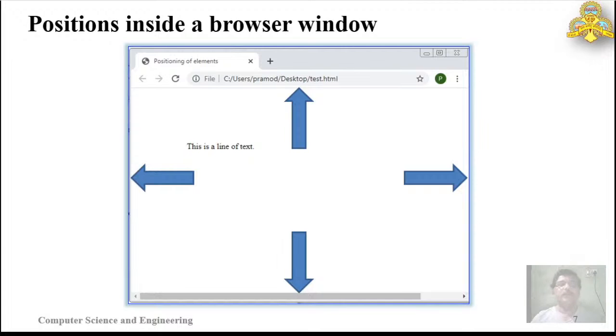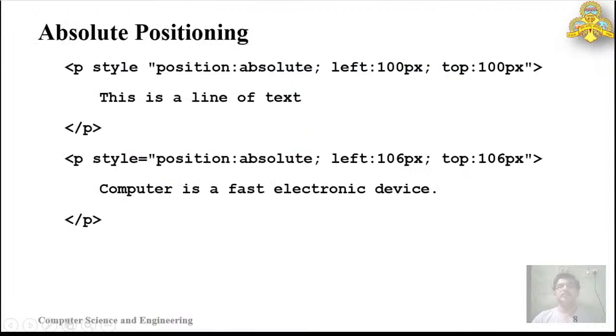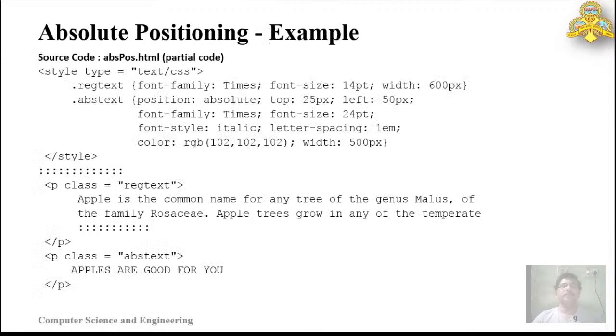So this is for placing the elements. How the left is measured is from the edge of the browser's display window, and this is already covered. Positioning two paragraphs with absolute coordinates.